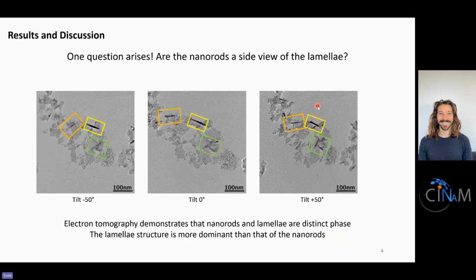So in this case, the 3D electron tomography demonstrates that nanorod and lamella are distinct phases in the solution. And the lamellar structure is more predominant than the nanorod. That means we have few nanorods and more lamella.